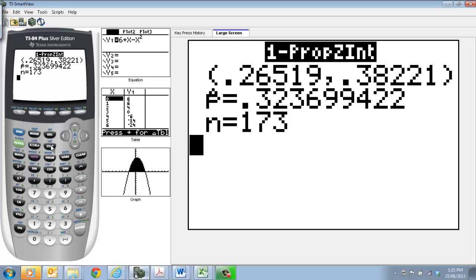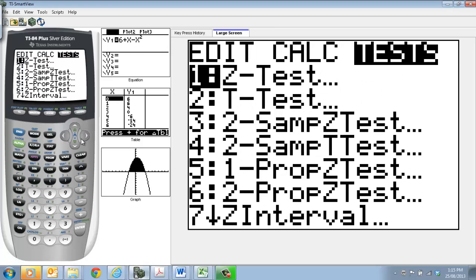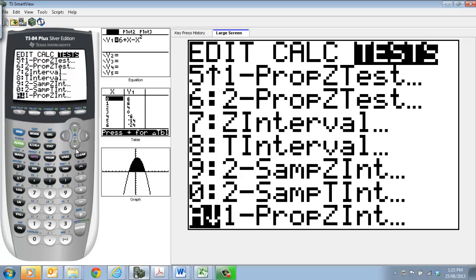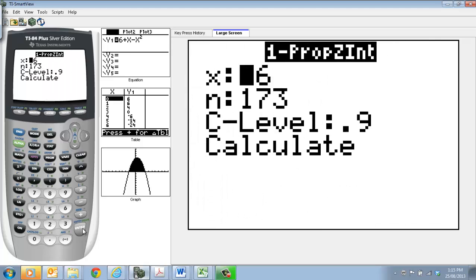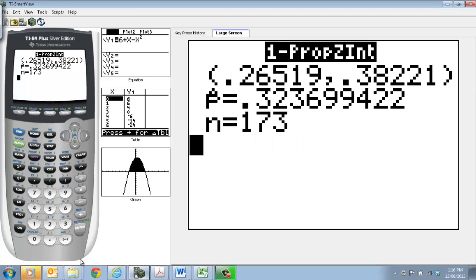What you need to do is press your start button. We're going to go across to the test, and we're going to come down to 1-PropZInt, the 1 prop z interval. Then you're going to put down your x value, which is 56. You're going to put down the total number of people in the sample, which is 173, and then you're going to type in your confidence level, which is 0.9. Then you're going to calculate, and that will give you a value of something like 0.2652 and 0.3822.